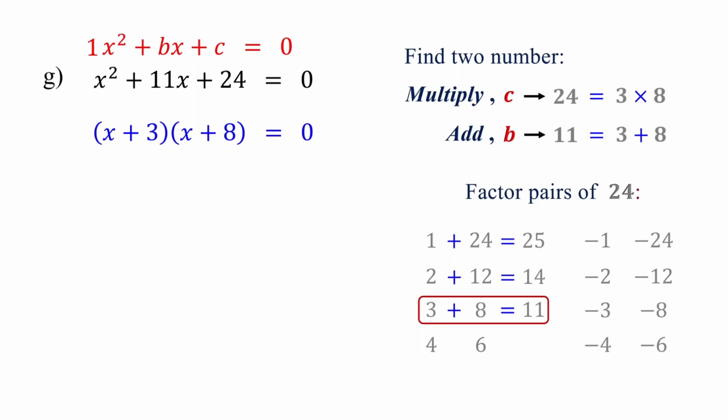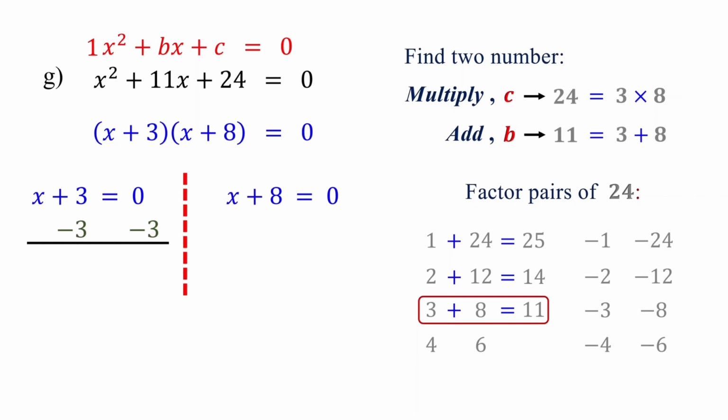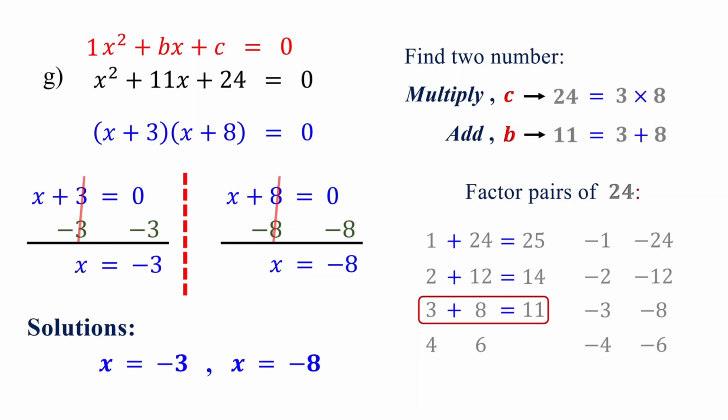At this point, we have completed factoring the equation. The next step is to apply the zero product property by setting each factor equal to 0. Then, solve for x. Solving the first equation, we find that x equals negative 3. Solving the second equation, we find that x equals negative 8. Therefore, the solutions are x equals negative 3 or negative 8.